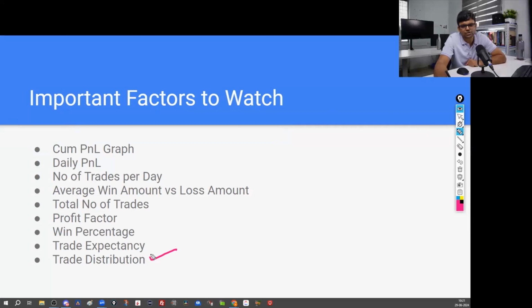What is a trade distribution? A distribution is a normal bell curve that we talk about. We're going to look at examples, so don't worry. It tells you how many of your trades are making average profit, how many are really, really profit making trades, and how many are really, really loss making trades. All this is a distribution.